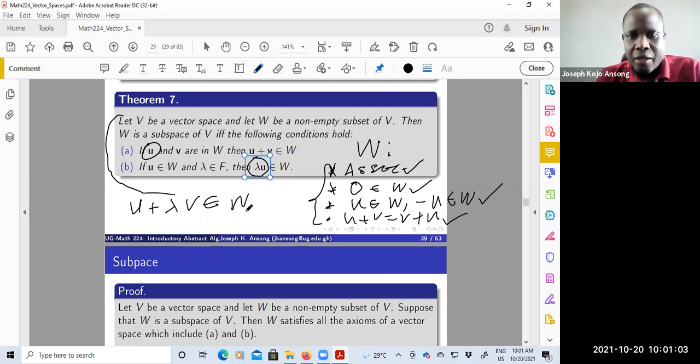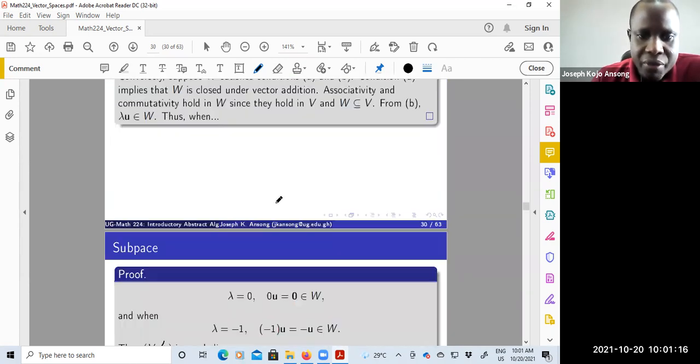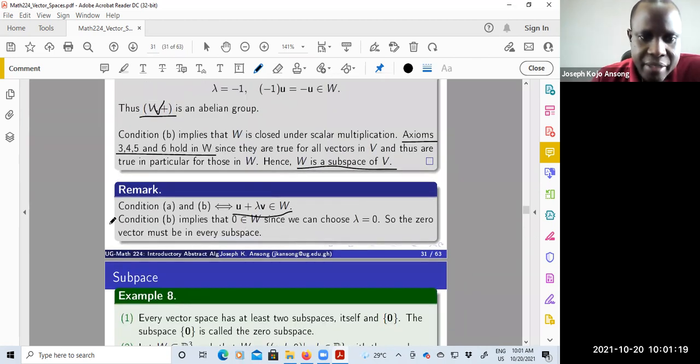Also, as I mentioned before, the zero vector must always be an element of the subspace, right? Because if lambda is 0, I get 0 here, and 0 must be in W. So that is my second remark here. So keep this in mind. This is important because this is one of the things you can easily use to check whether something is not a subspace. You can straight away check if the zero vector is not an element of the subset. Immediately you can conclude that it is not a subspace.